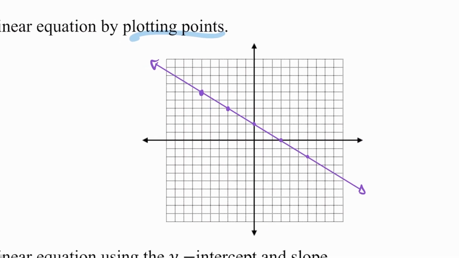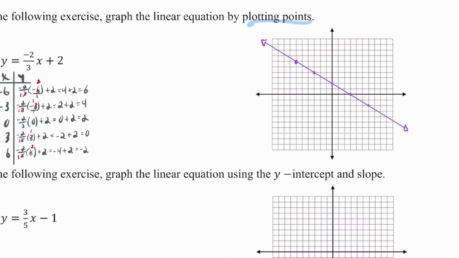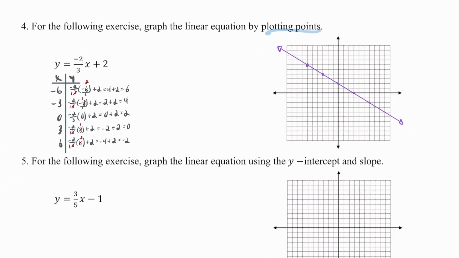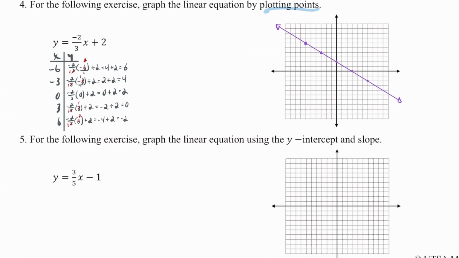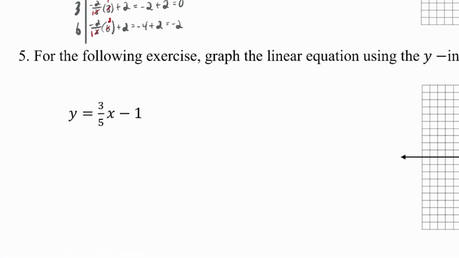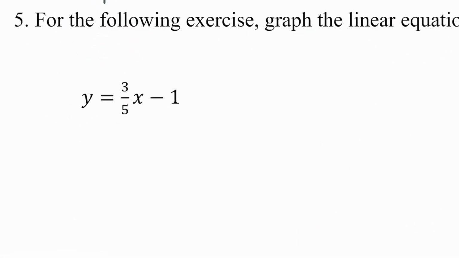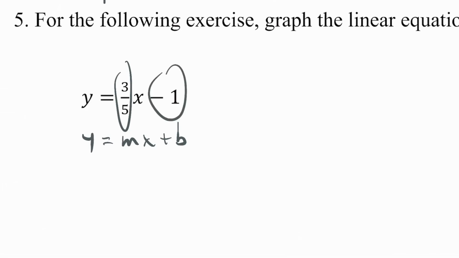So next, we'll be doing a similar question, but it's not quite the same. It doesn't ask us to go by plotting. This says for the following exercise, graph the linear equation using the y-intercept and slope. Okay, so if we look at the format y equals mx plus b, that means that the y-intercept is -1 and the slope is 3/5. Okay, so this is the rise over run. This is where the graph hits the y-axis.